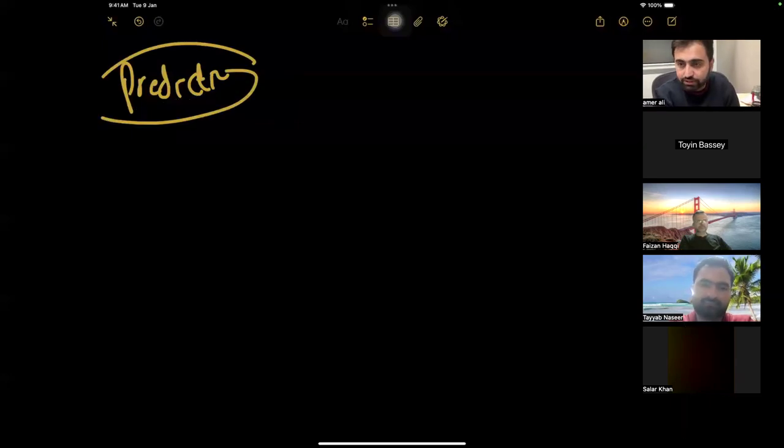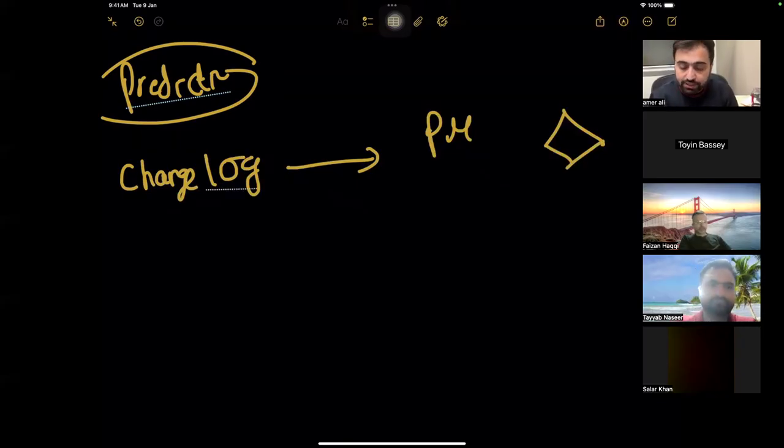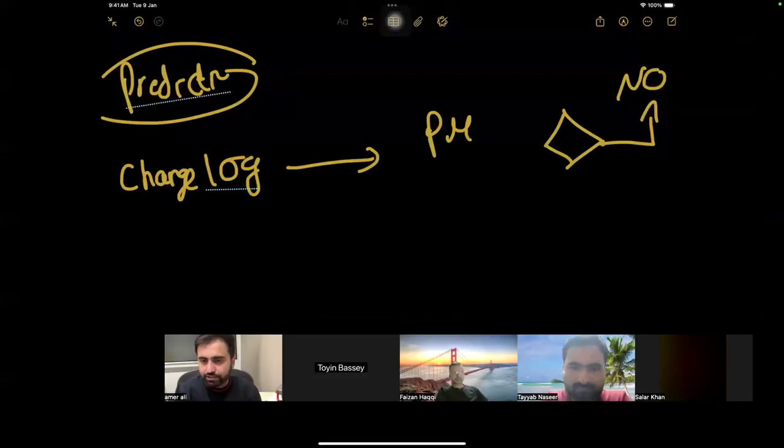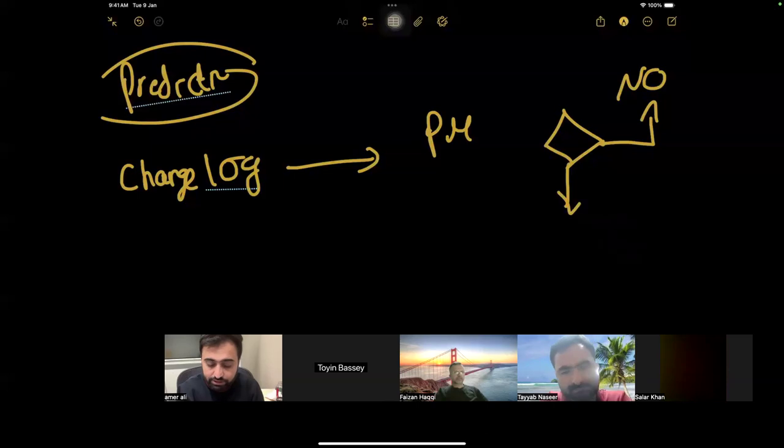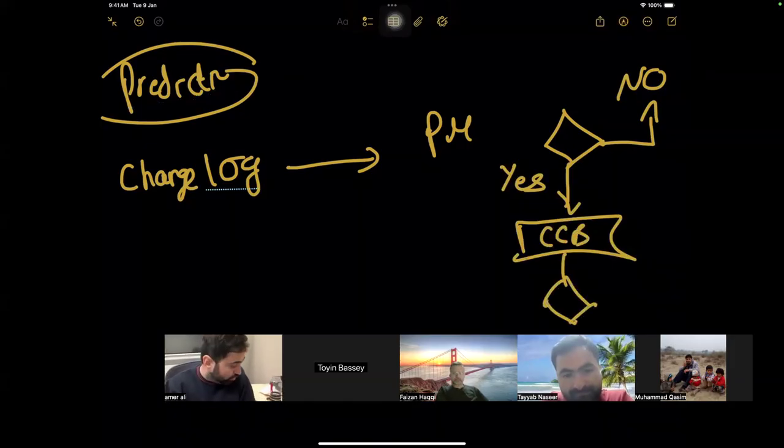And in predictive or hybrid, any time a change is requested, the change goes to the change log. Then it goes to the project manager. He does the impact analysis about scope, schedule, cost. If he thinks it is not needed, he can reject it. He has the authority. If he thinks this change is needed, he sends it to the change control board. The change control board evaluates it according to scope, schedule, cost, or whatever their decision is.